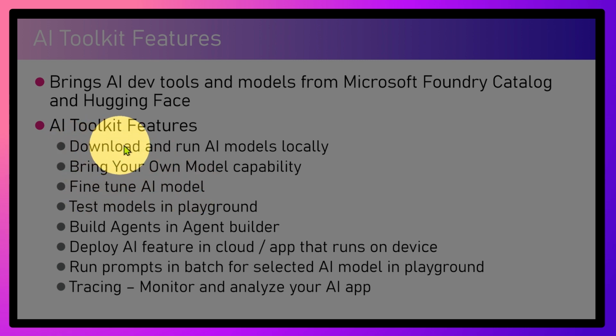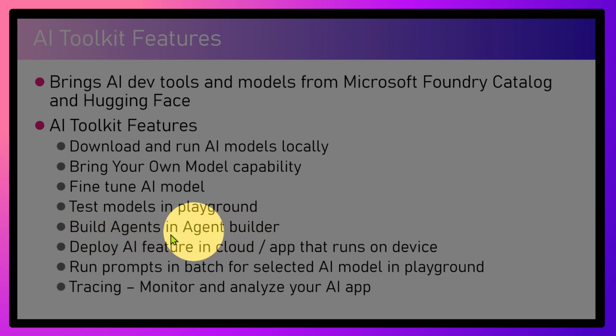You can also download and run the AI models locally, especially the small language models. You have an option to bring your own model. So you can bring your own model, connect it with the system, and then you will be able to perform all the operations, all the feature set provided by the AI Toolkit. You can test the models in the playground, and you can also build agents in the agent builder.